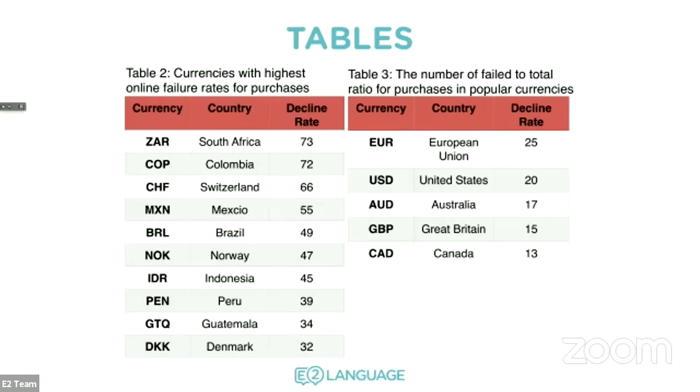These two tables represent currencies with high online failure rates for purchases, as well as total ratios for purchases in popular currencies, including countries such as South Africa, Colombia, and the European Union. Cool. Your turn. Introduce these tables in 3, 2, 1, start.